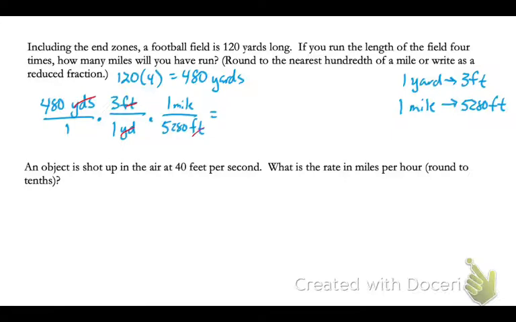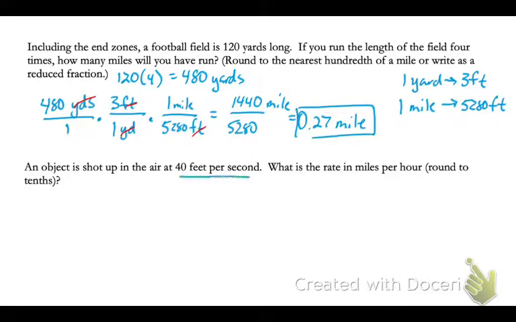All right, analyzing, notice our yards divide out and the feet divide out, and we're left with miles. So if we multiply 480 times 3, we're left with 1,440 miles over 5,280. So we can divide that out, and then rounded to hundredths place, we get 27 hundredths of a mile. In our denominator, once we divide it out, it's just 1, and so we don't need to write that anymore. All right, let's try another.